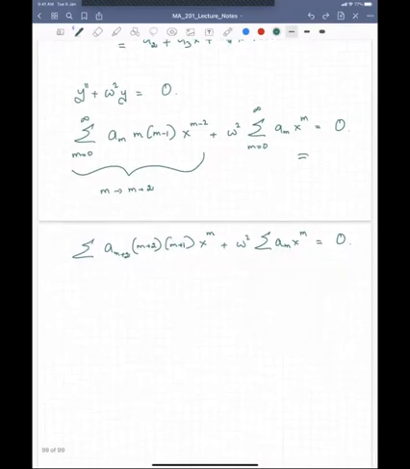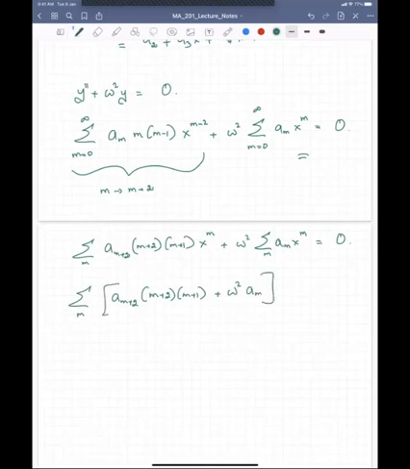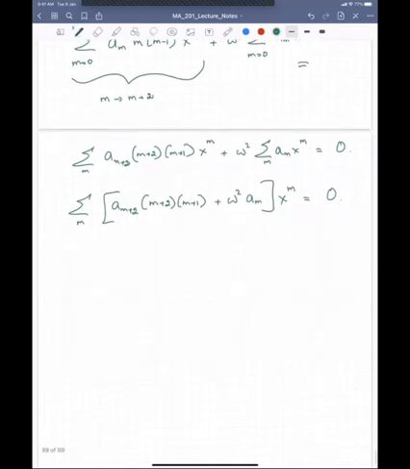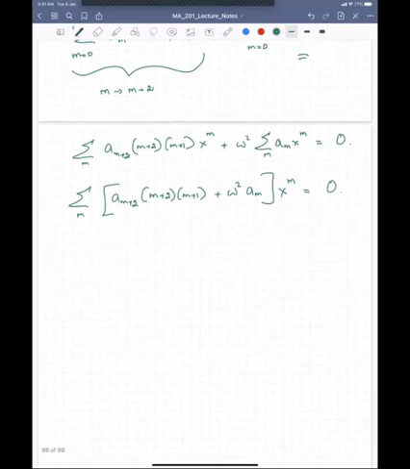So now the entire series becomes the sum of [a(m plus 2) times (m plus 2) times (m plus 1) plus omega squared am] x to the m equals 0. Again, this is a power series in x, and the only way an infinite power series can sum to 0 is if each of these coefficients is equal to 0.